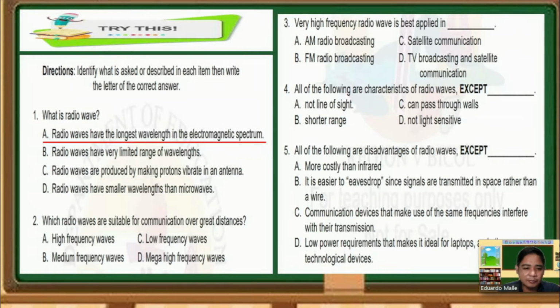Let us proceed to number 2. Which radio waves are suitable for communication over great distances? Letter A, high frequency waves. B, medium frequency waves. Letter C, low frequency waves. Letter D, mega high frequency waves. What do you think is the answer? Okay, letter C, low frequency waves. The low frequency waves are commonly used or suitable for communication over great distances.